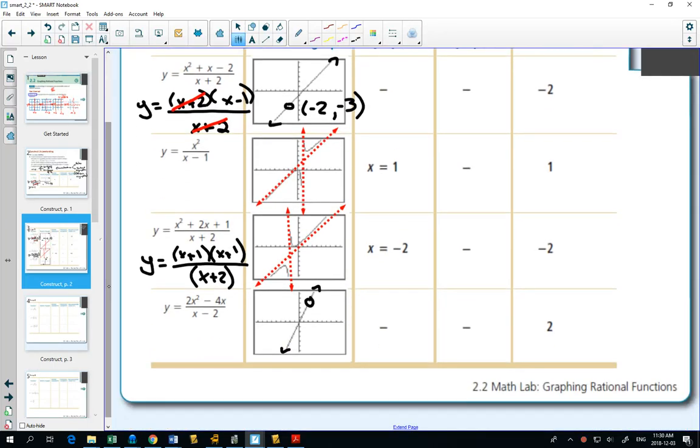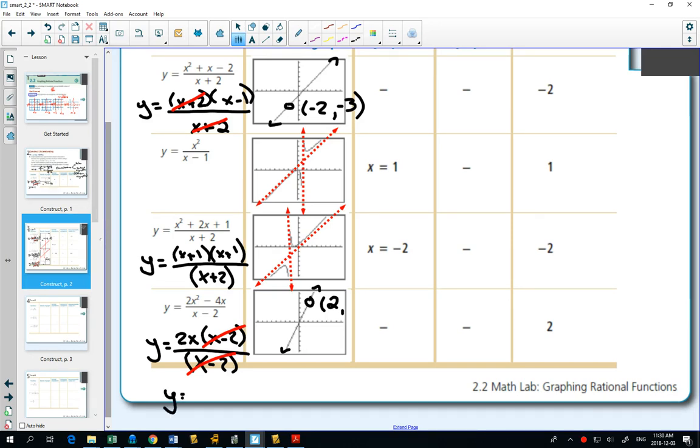And finally, the last one, what can I factor out of the top? I can factor out a 2x, leaving me with x minus 2, and sure enough, that matches up perfectly with the x minus 2 on the bottom. As soon as your factor or your non-permissible value cancels out, it ends up being a hole. So the non-permissible value is 2. The hole is going to be at 2, comma.